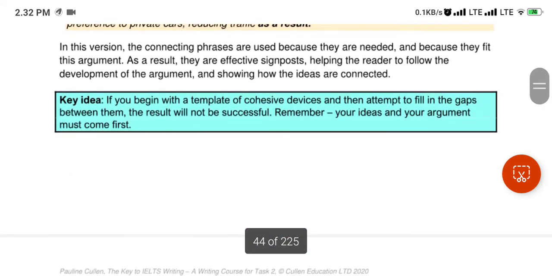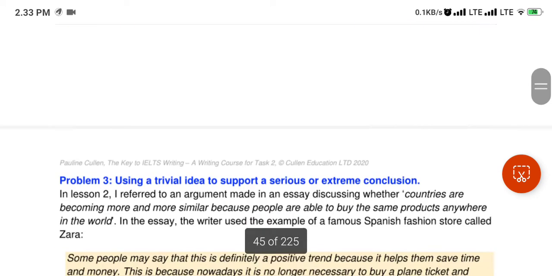In this version, the connecting phrases are used because they are needed and because they fit this argument. As a result, they are effective signposts, helping the reader to follow the development of the argument and showing how ideas are connected. Key idea: if you begin with a template of the cohesive devices and then attempt to fill in the gaps between them, you will not be successful. Remember, your ideas and your argument must come first.